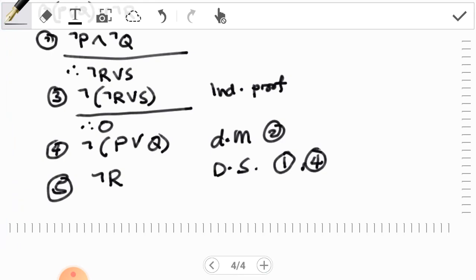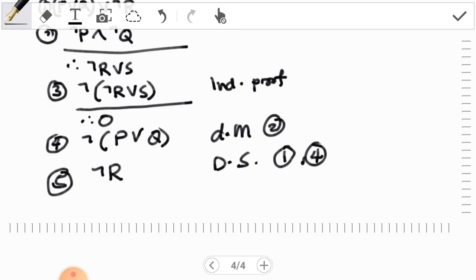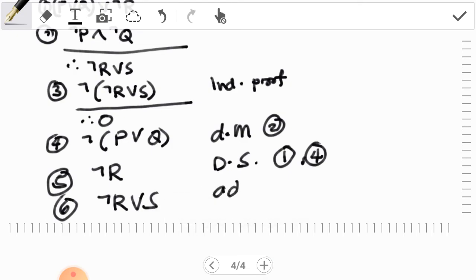Then after using disjunctive syllogism, this is not R. We can add the S proposition. So this is by addition in premise number 5, giving us not R or S. This is not R or S. This is not of not R or S.